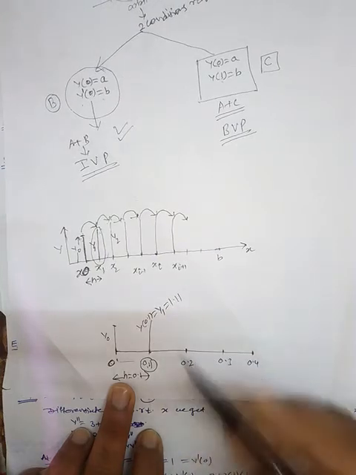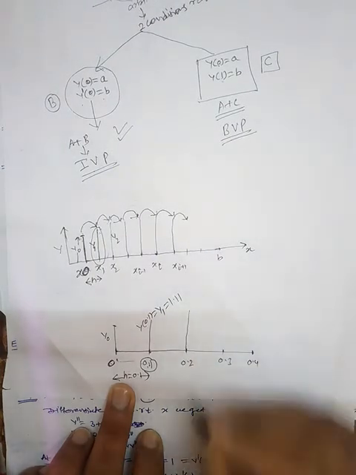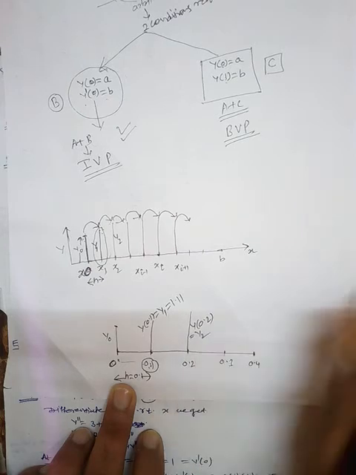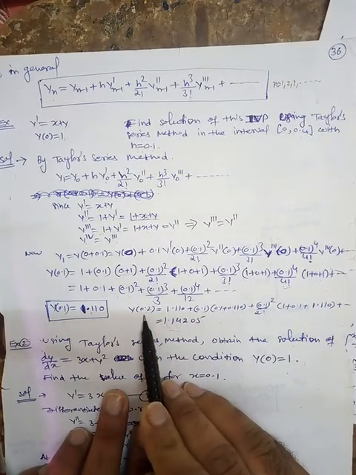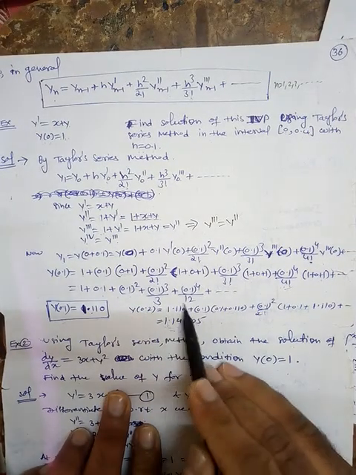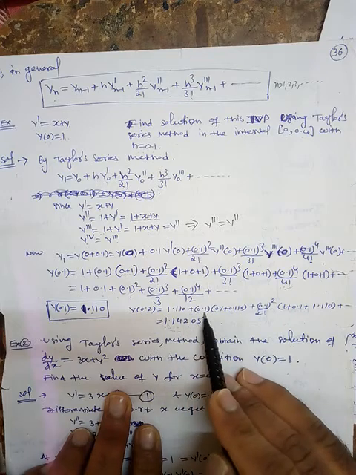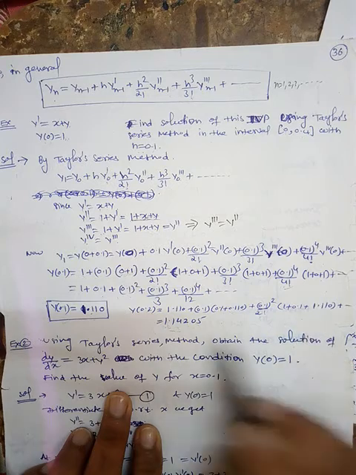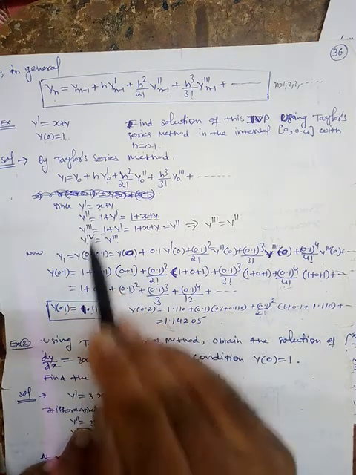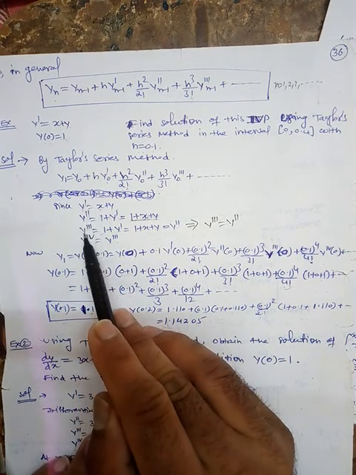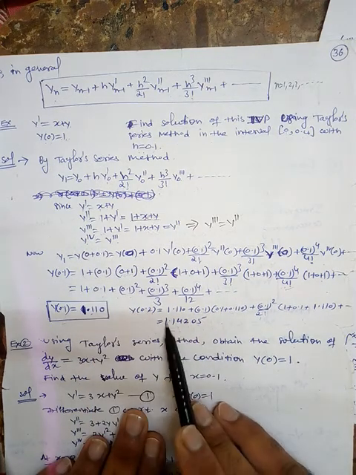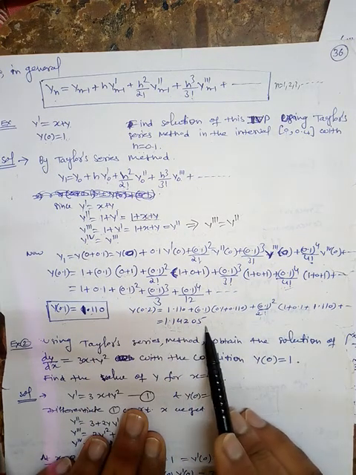Now with the help of this obtain y2. y2 means y at 0.2. So y at 0.2 is basically this, your y1 plus h y1 dash plus 0.1 whole square by factorial 2 y1 double dash and so on. And you can use these to find out y1 dash, y2 dash, y1 triple dash and so on. And finally you will get this solution 1.14205.